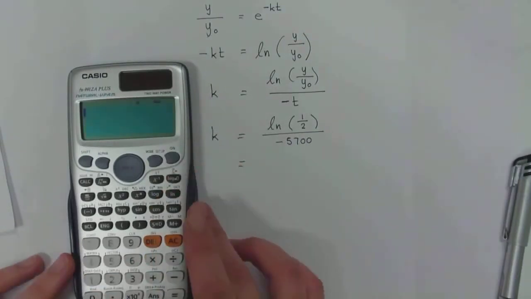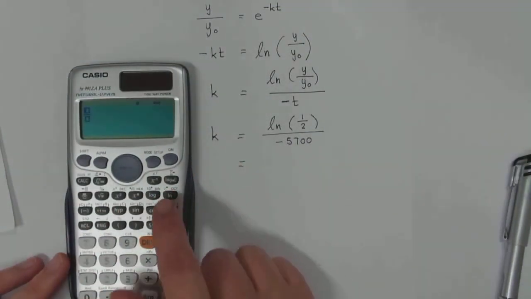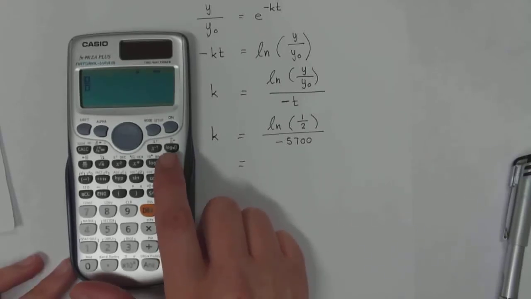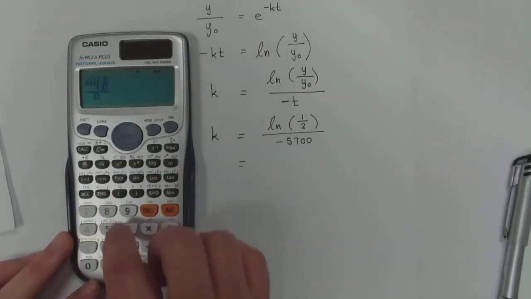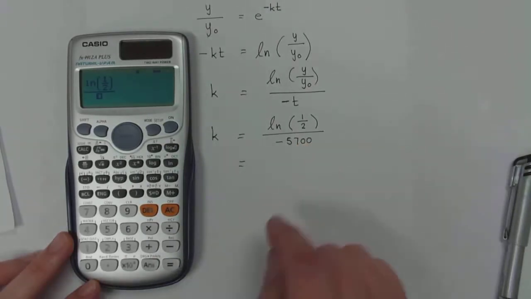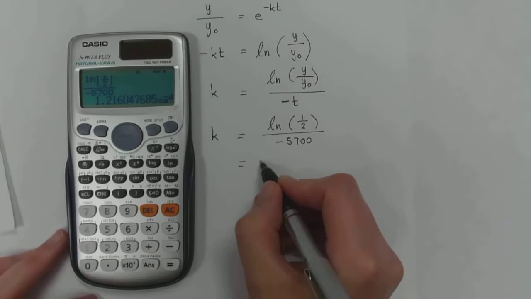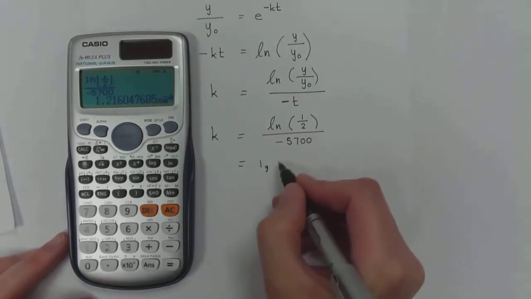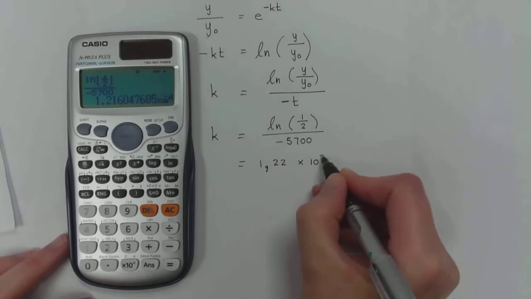So now all I need is a calculator to work out the value of k. And I start by saying it's ln. So obviously your ln button is over there. You could use log base e, but ln is already log base e. So it's the ln of a half over minus 5,700. And that gives me a k value of 1,22 times 10 to the power of negative 4.